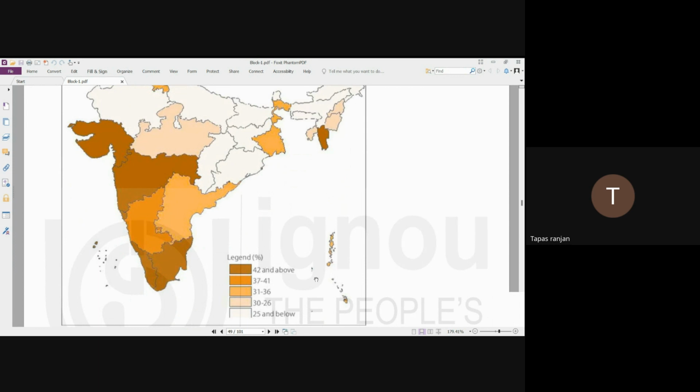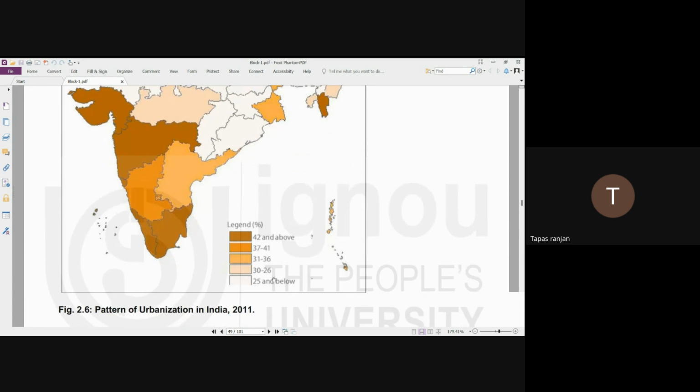So it is basically showing what percentage of population are living in urban areas. Okay, so 42% and above population are living in urban areas in Maharashtra, Gujarat. Areas like Andhra Pradesh have a population of around 31 to 36 percent living in urban areas.